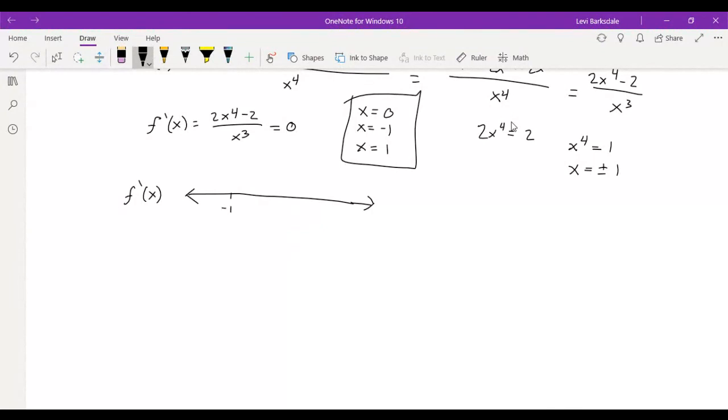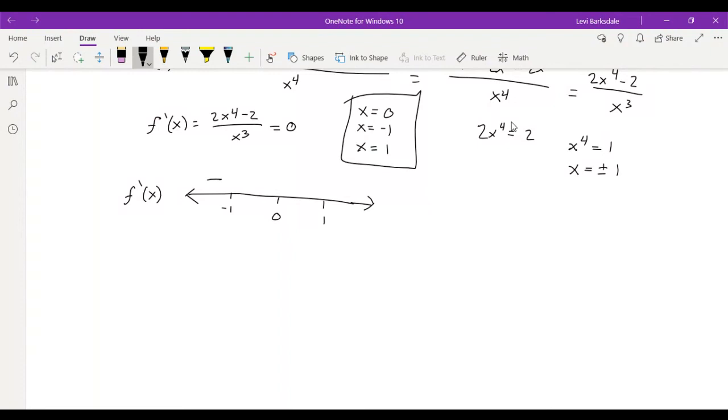We've got negative 1, 0, and positive 1. And all we need to do is look at what the sign of f of x is. For instance, if we plug in negative 10, obviously our numerator is going to be positive because this x to the fourth is going to make a positive term. But then our denominator is going to be negative. A positive numerator and a negative denominator results in a negative number.